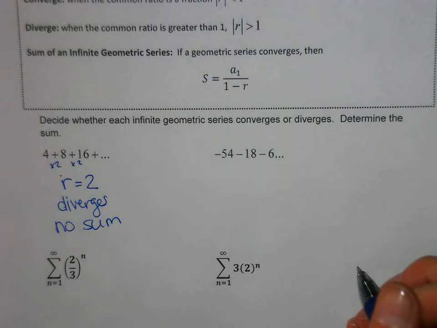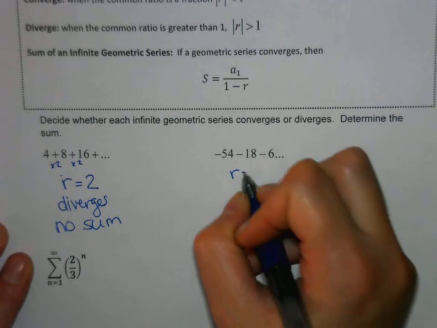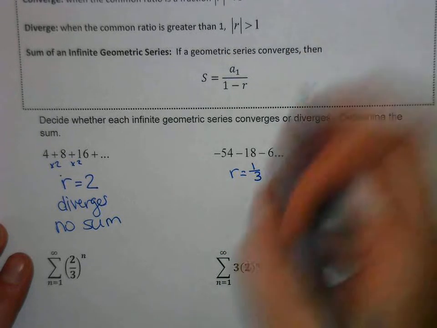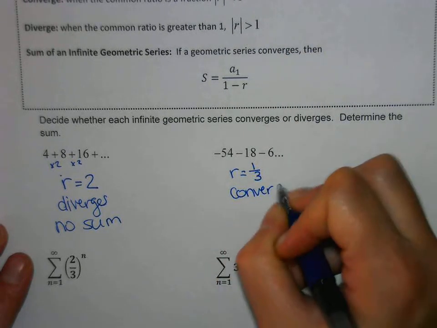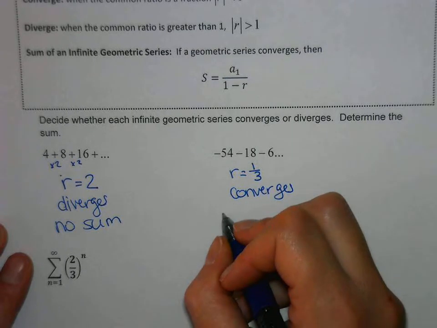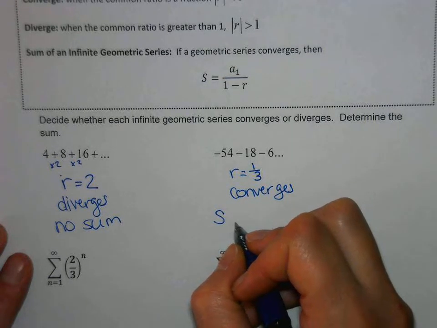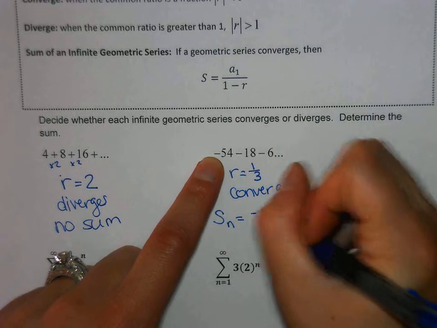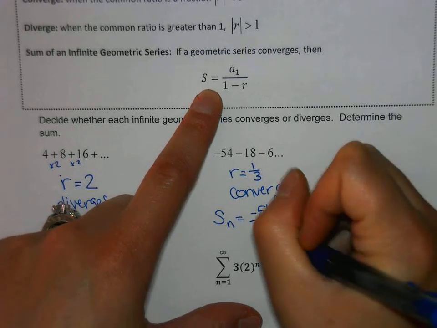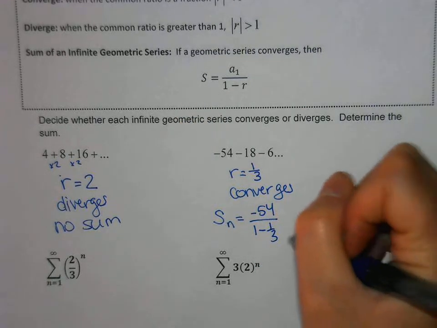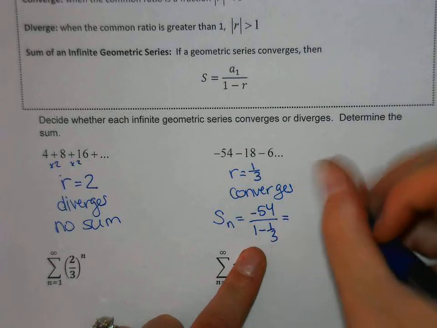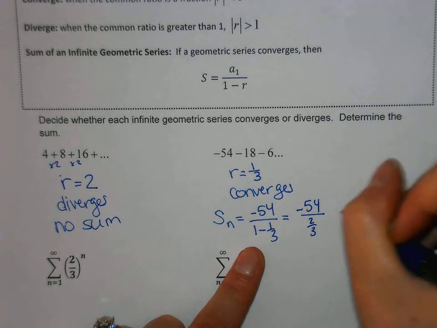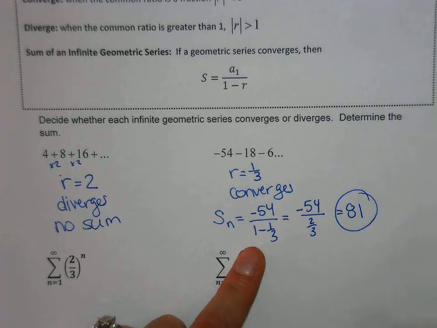So in this problem, our ratio is we're multiplying each number by 1/3. Since 1/3 is less than 1, we know it converges. To find our series, we use this formula, where our first term is negative 54, and we're dividing by 1 minus our ratio, which is 1/3. So negative 54 divided by 2/3. The sum of that infinite series is negative 81.